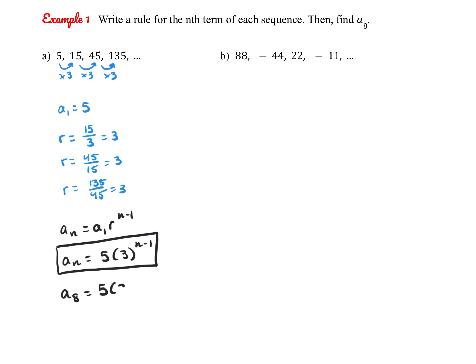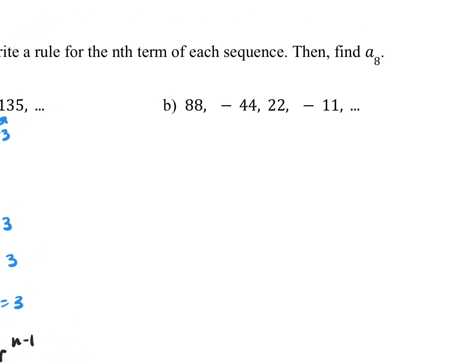So 5 times 3 to the power of 8 minus 1. So we're going to do 5 times 3 to the power of 7, which is 10,935. So again, we probably could have just continued this pattern by hand and times 3, write it down, times 3, write it down. But if you have a rule, it allows you to find any term in your sequence a little bit faster. All right, let's look at this next one.